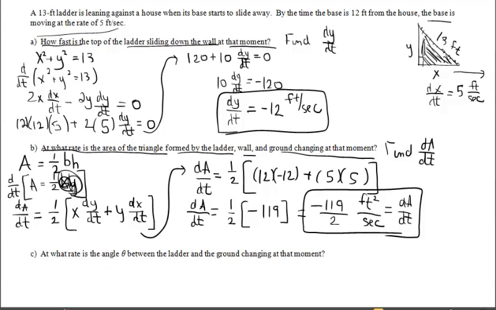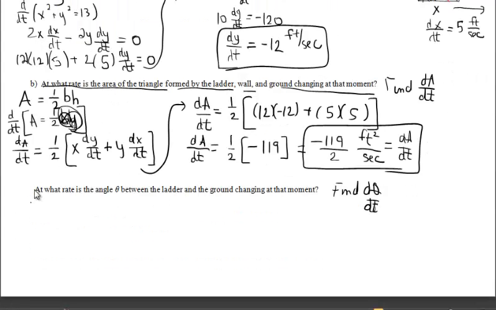So let's see if I can scoot this up a little. All right, right here in example C, what we're going to do is find the rate at which the angle between the ladder and the ground is changing at that same moment. So if you want to refer back up to your illustration up there, make sure you're talking about the correct angle here.